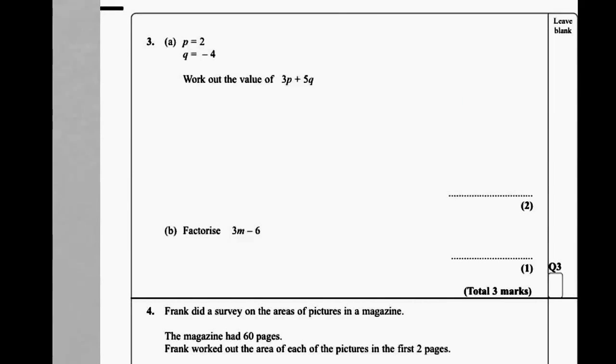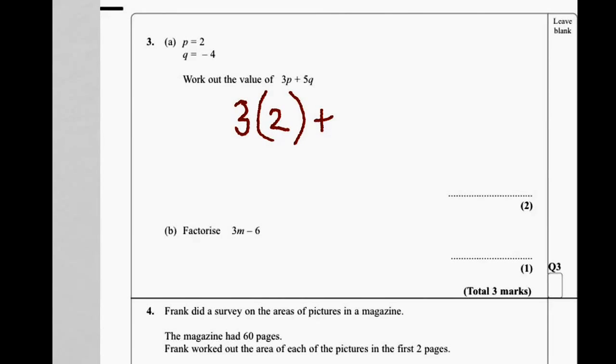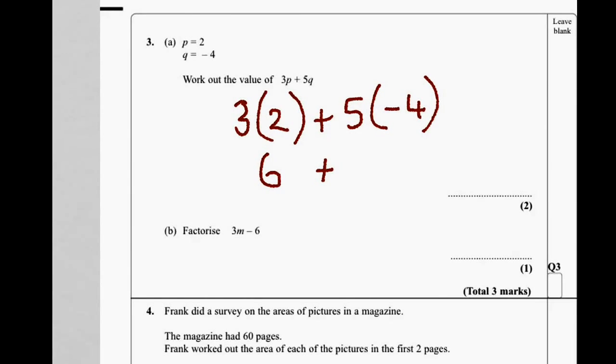Question 3, P is equal to 2, Q is equal to minus 4. Work out the value of 3P plus 5Q. So that's 3 lots of 2 plus 5 lots of minus 4. 3 lots of 2 is 6, and 5 lots of minus 4 is minus 20. So this is 6 plus minus 20, which is the same as 6 minus 20, which gives me minus 14.